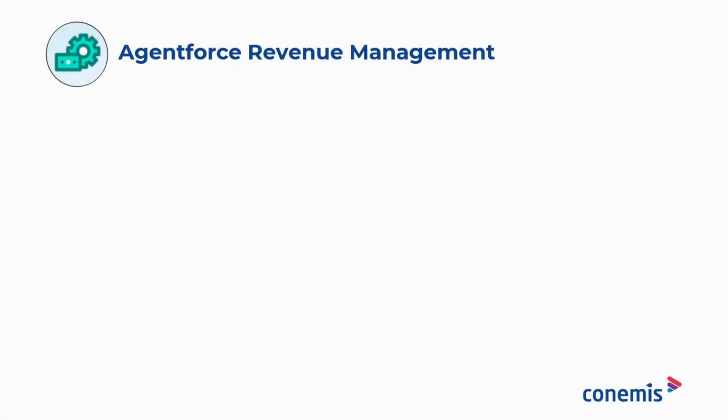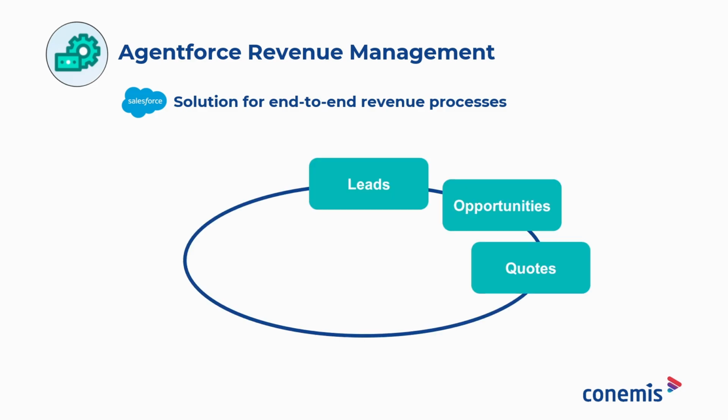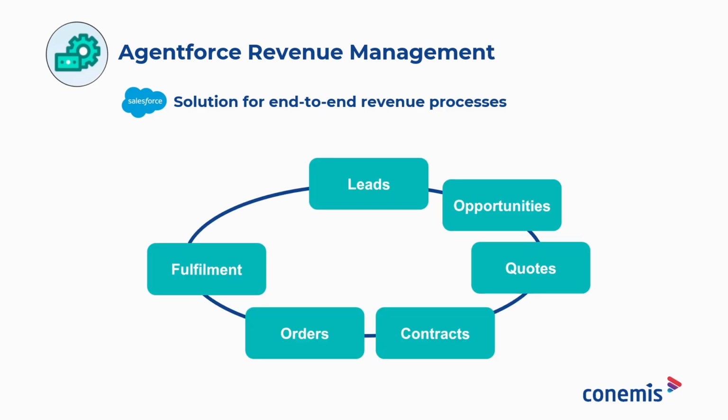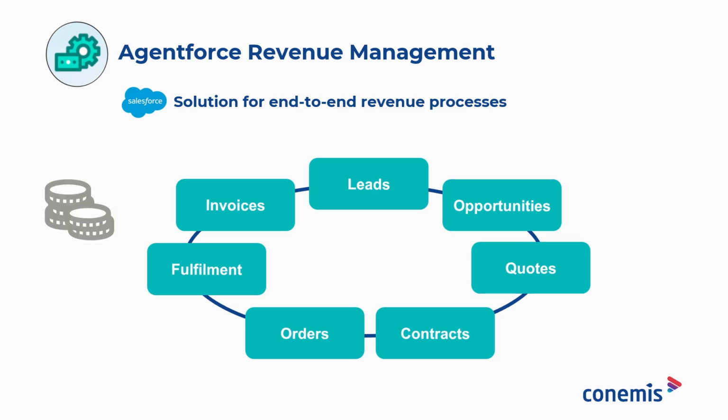Agentforce Revenue Management is a Salesforce solution designed specifically for end-to-end revenue processes. It allows you to centrally manage actions in the entire lead-to-cash cycle, such as managing leads, opportunities, quotes, contracts, orders, fulfillment, and invoices. Information that used to be scattered across multiple systems or folders becomes organized and consistent. The system supports flexible pricing and streamlined quote-to-contract workflows, reducing the amount of manual, complicated work that sales and operations teams previously had to handle by hand.